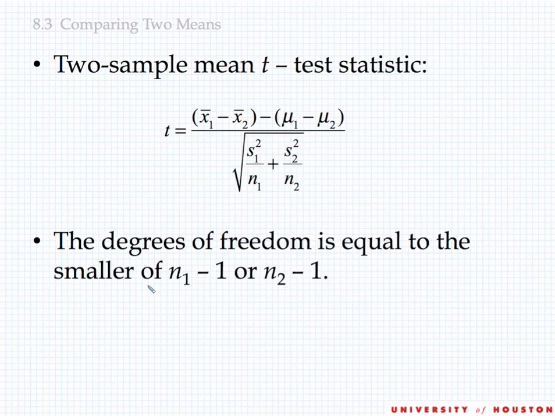The degrees of freedom that we will use on this t-test will be the smaller of N1 minus 1 or N2 minus 1. So we pick the size of the sample that's smallest, subtract 1 for our degrees of freedom.